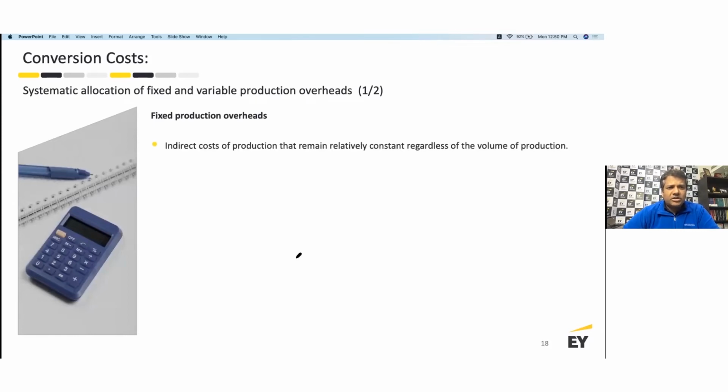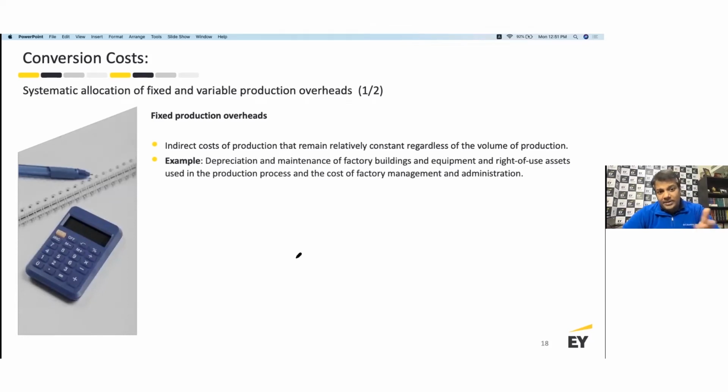What are my fixed production overheads? Indirect cost of production that remain relatively constant regardless of the volume. So let's say it's a factory building, right? If you pay rent for the factory, that's the rent of the building, which is whether you produce 100 units or 1,000 units, it will be the same. That is a fixed factory overhead. Examples are depreciation and maintenance of factory building and equipment and right of use assets. So depreciation also in a way stays constant, unless you use a unit of production method for depreciation. If you are normally using a straight line method of depreciation, that will again remain constant.